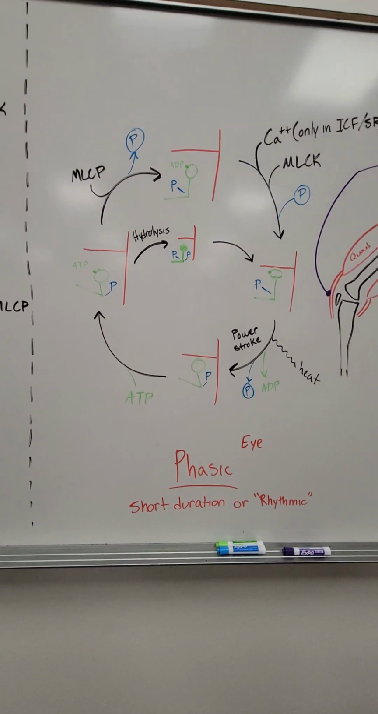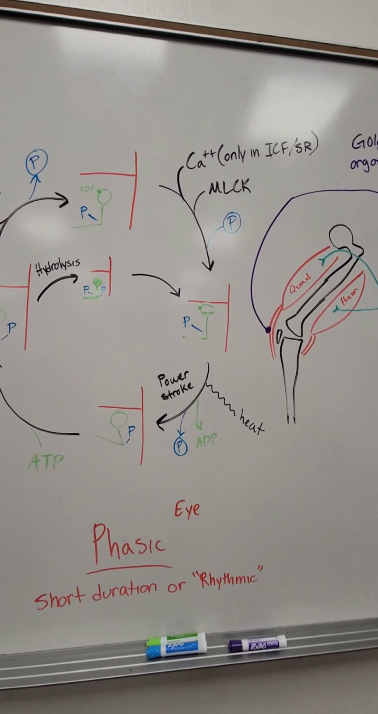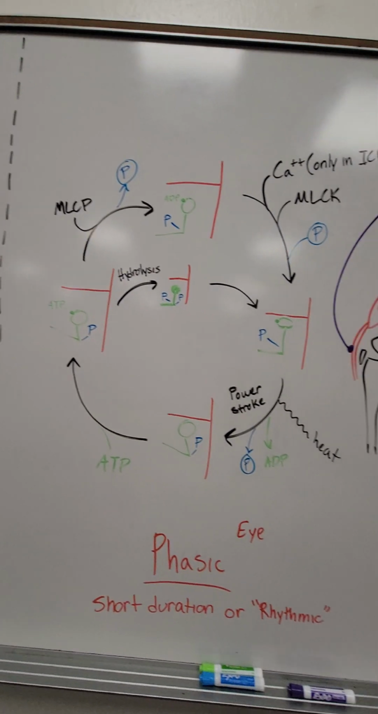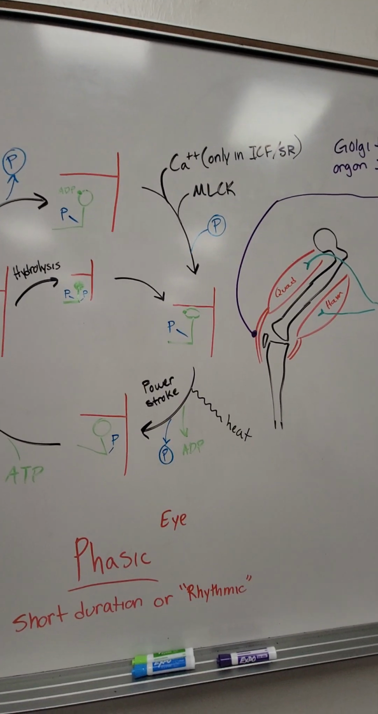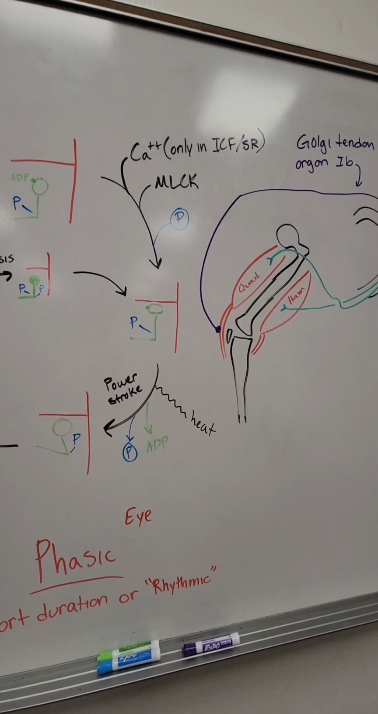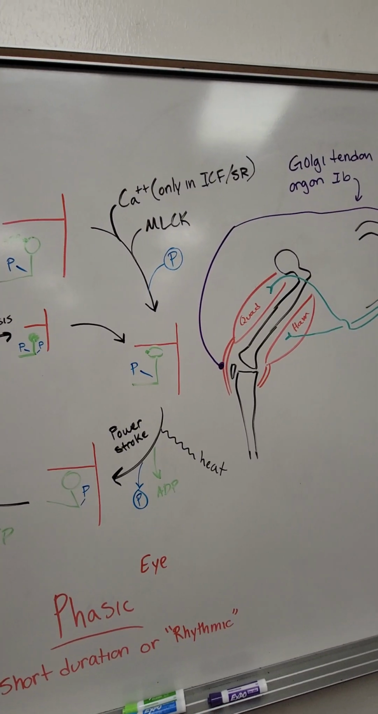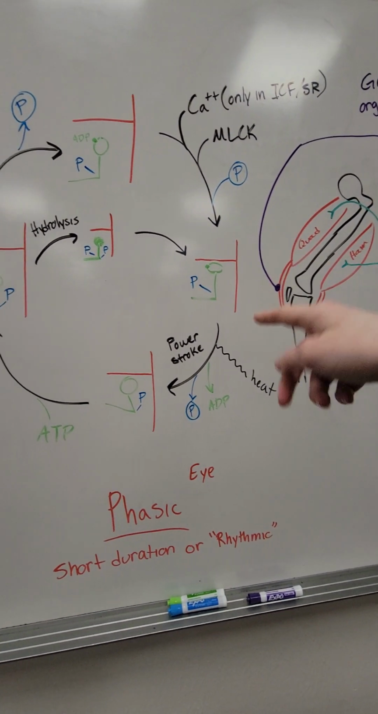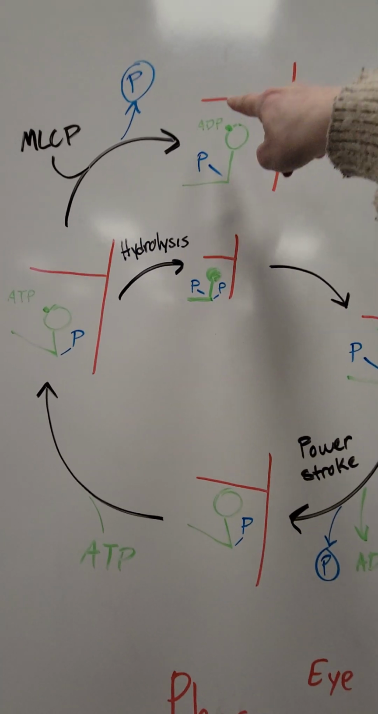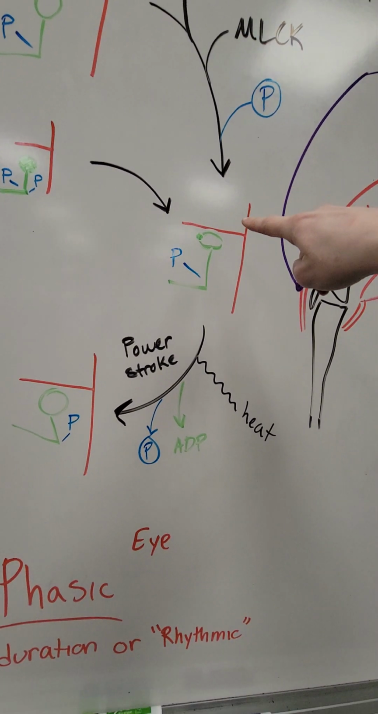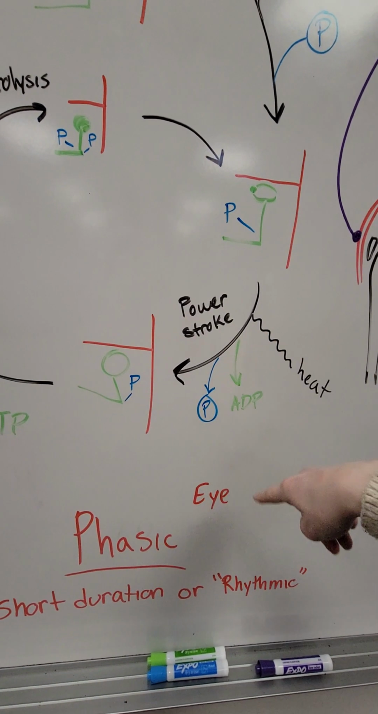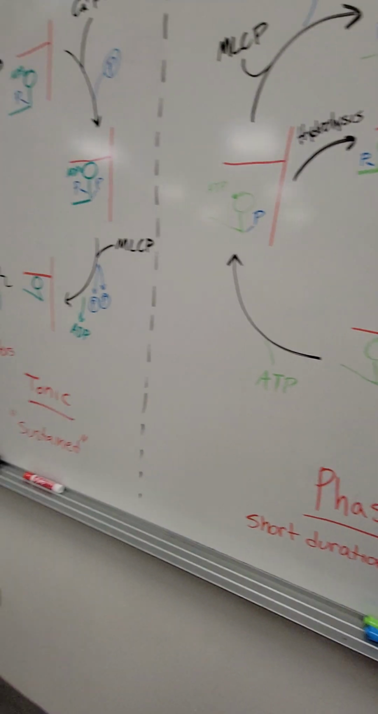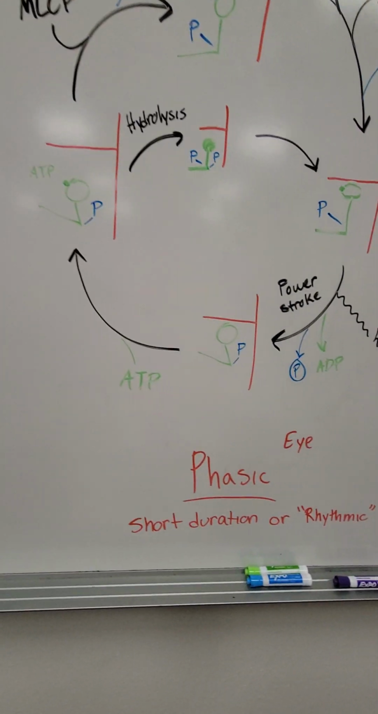Kind of looks the same, but we have MLCK, because we have a phosphate over there that we get. Our calcium, one thing to make note of is that it only comes from the ICF, or the SR, the sarcoplasmic reticulum. And we have our phosphate, and this is ADP right here. I needed to use a different color, but that's ADP. The ADP gets released. We also have heat release, and we lose our phosphate also because of the power stroke, which is the same with the skeletal that we talked about earlier.